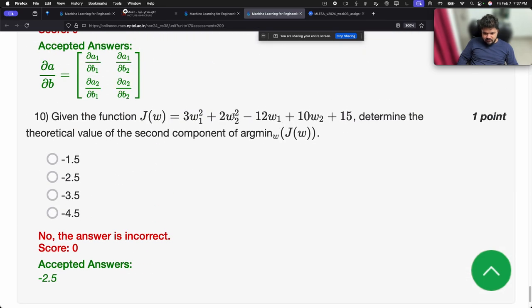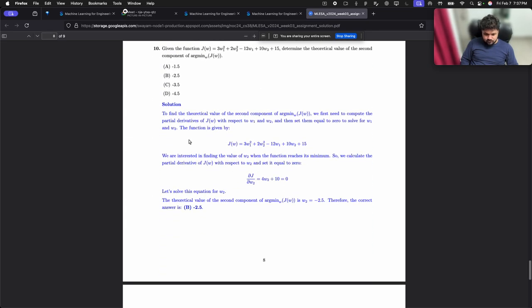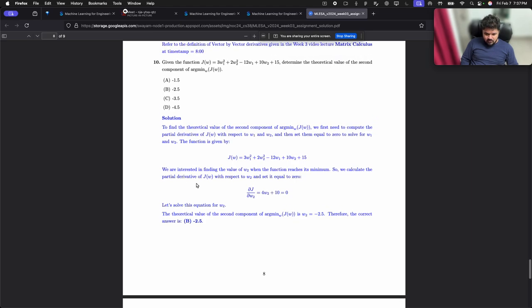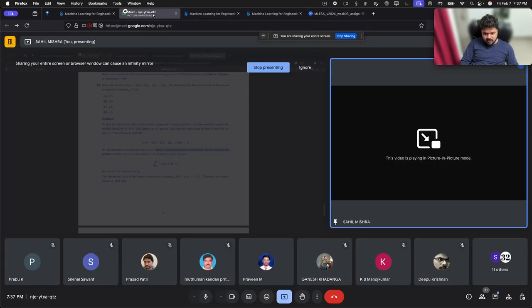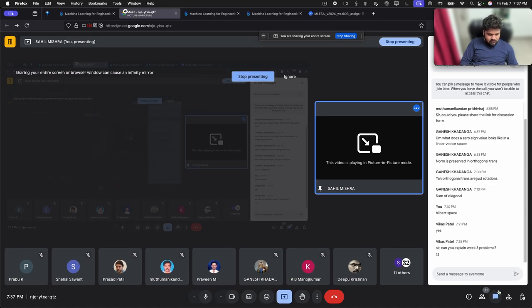Last question. Given the function, determine the theoretical value of the second component of argmin. Again, you have to compute the loss, which when it reaches minimum. This means you have to compute the first order partial derivative. Yeah, I'm explaining week 3 only.